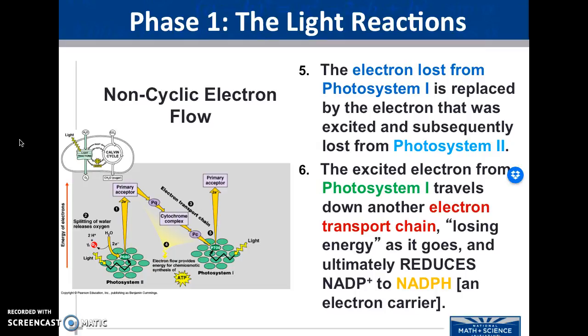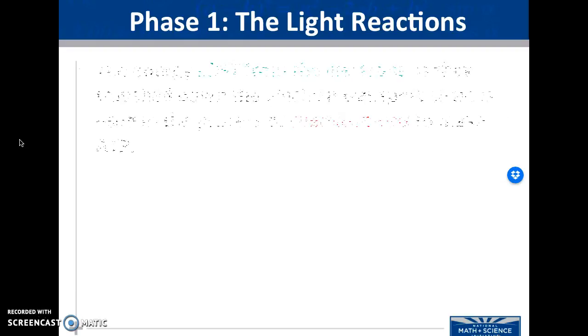The excited electron from photosystem 1 travels down another electron transport chain, losing energy as it goes, and it ultimately is going to reduce NADP to NADPH. Essentially, all that means is that it binds with NADP and becomes NADPH, and it stores energy in that bond. So we have stored up energy now.